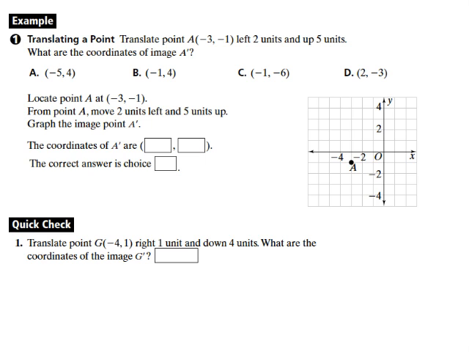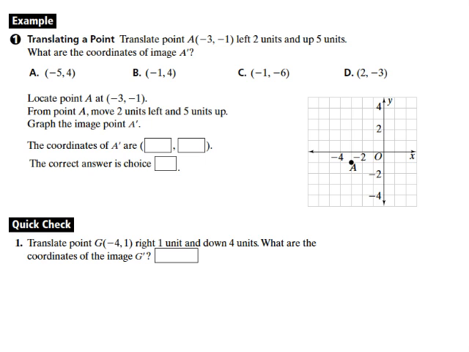Let's try a problem now. Example number 1, translating a point. We're going to translate point A, which is at -3, -1 on the graph just below here on the right. We're going to translate it left 2 units and up 5 units. And we have to figure out the new coordinates of image A prime.